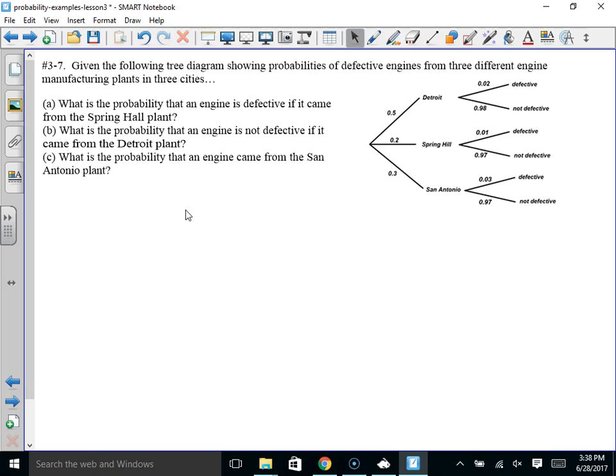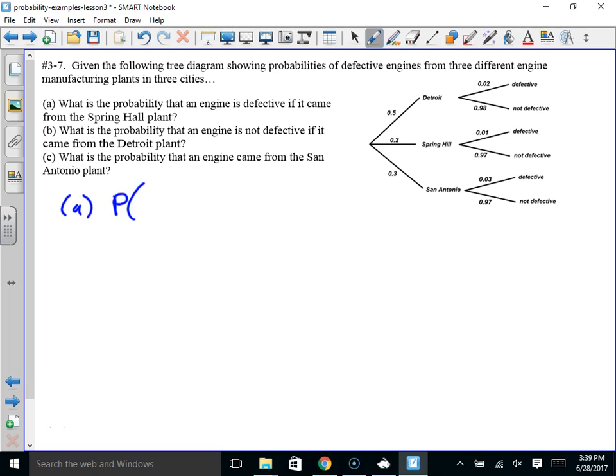Okay, it says, given the following tree diagram showing probabilities of defective engines from 3 different engine manufacturing plants in 3 cities. So we have Detroit, Spring Hill, and San Antonio, and they each have a different probability of having a defective engine. Okay, and this is already represented as a tree diagram for us. It says, what's the probability that an engine is defective if it came from the Spring Hill plant? So that is a conditional probability, right?